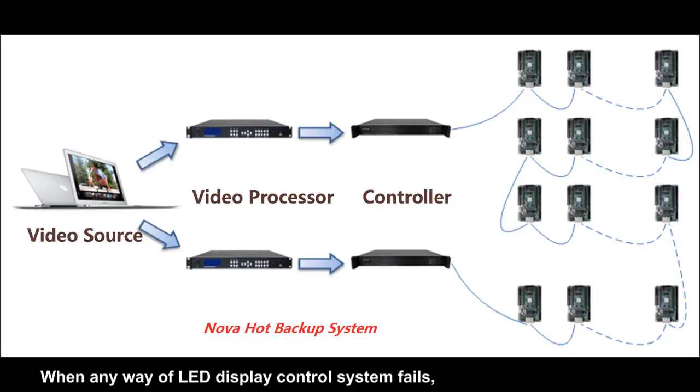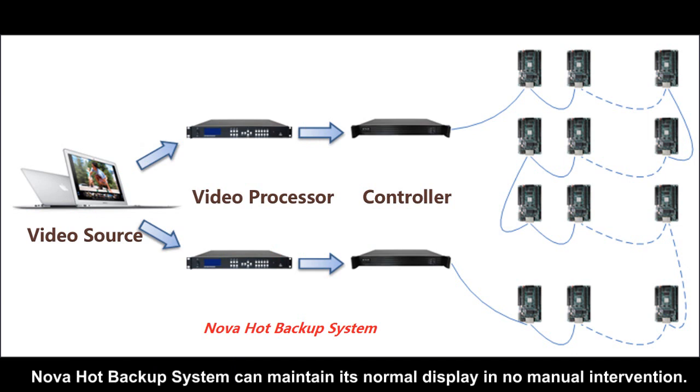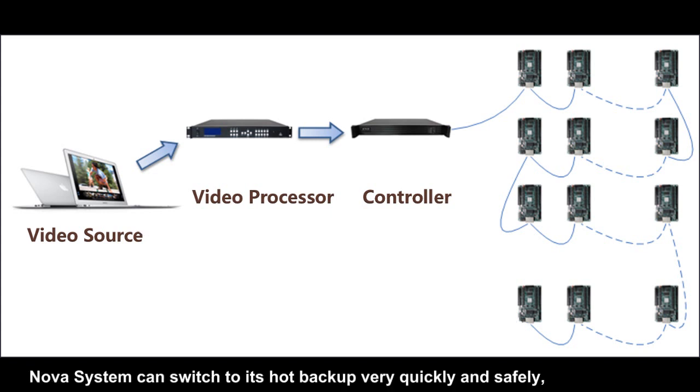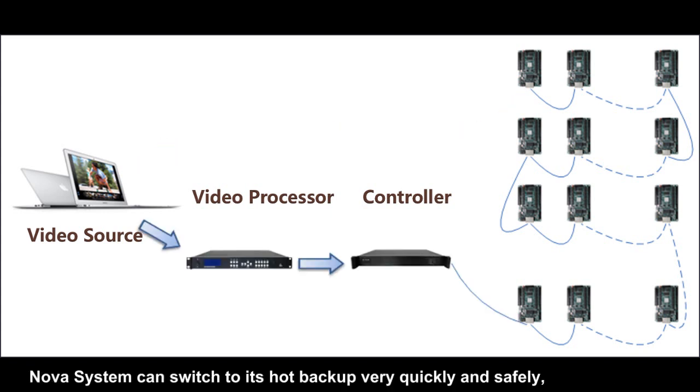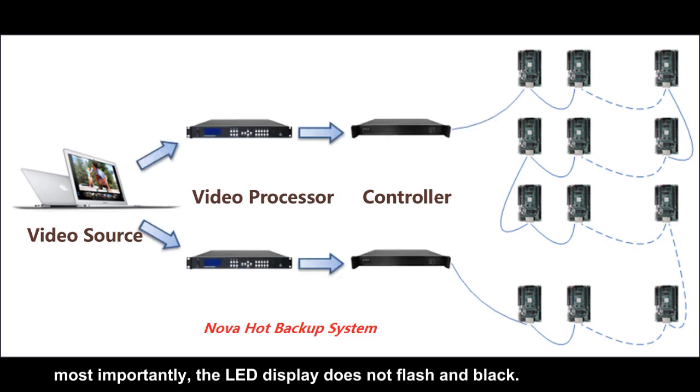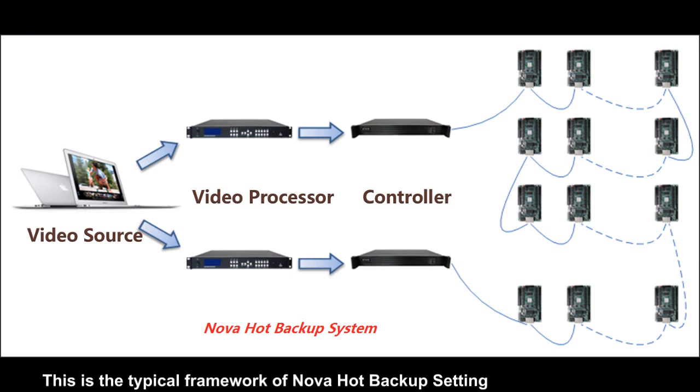When any part of the LED display control system fails, the Nova hard backup system can maintain normal display with no manual intervention. Furthermore, when any controller, Ethernet cable, optical fiber, or Ethernet port fails, the Nova system can switch to its hard backup very quickly and safely. Most importantly, the LED display does not flash or go black. This is the typical framework of Nova hard backup setting.